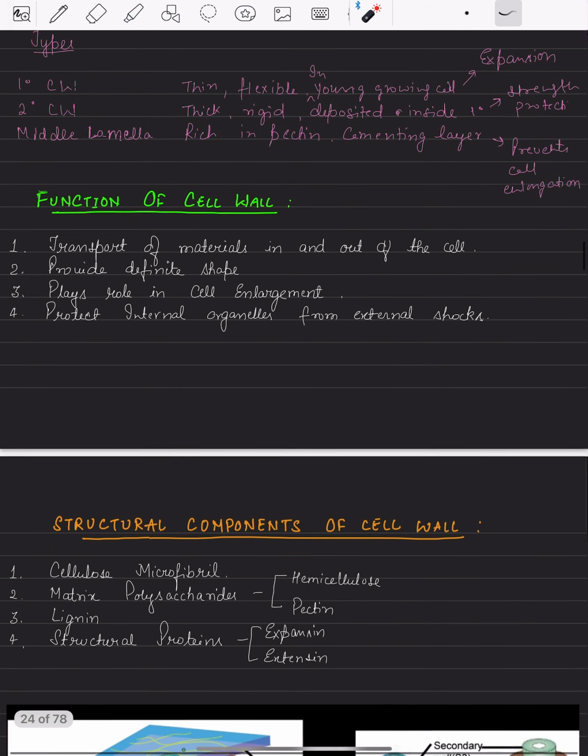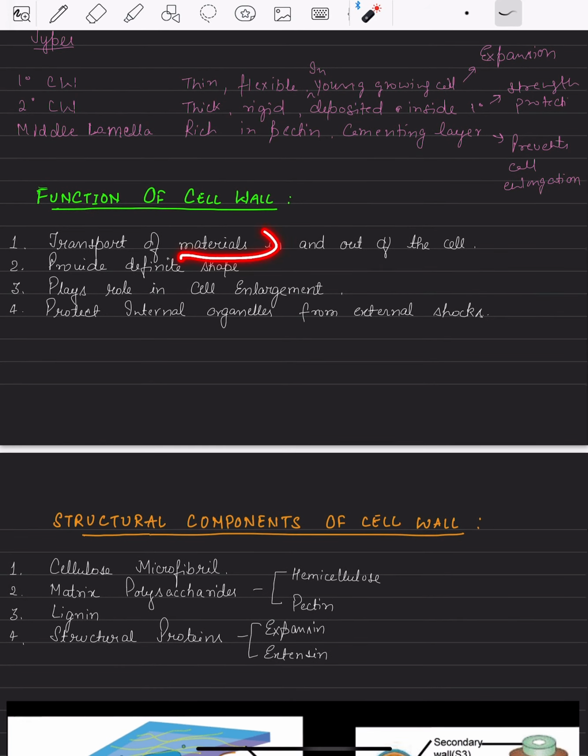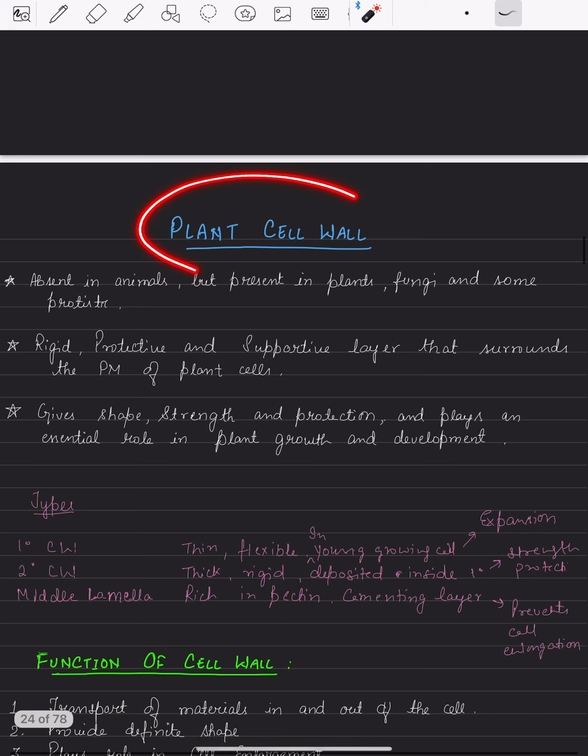So here are some of the functions of the cell wall. You can see it is responsible for transport of material, provides a definite shape, and is responsible for cell enlargement. Along with that, it acts as a shield and protects the internal parts from any type of external shock. If we talk of permeability, the cell wall is highly permeable to water, ions and small molecules. One more very important thing is that the cell wall is a non-living structure. This is not at all living, this is a non-living structure.